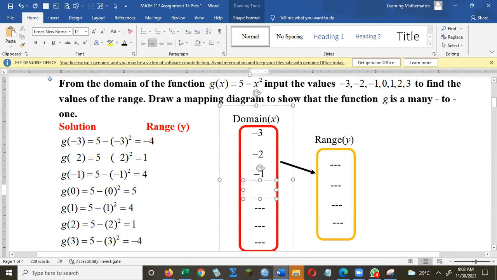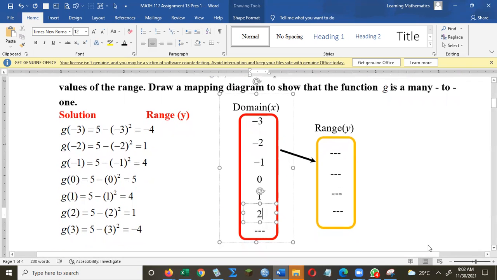Next one is 0. The next one is 1. The next one is 2. And the next one is 3. So we are completing the mapping diagram for the first question. And that's what you do for assignment 30.